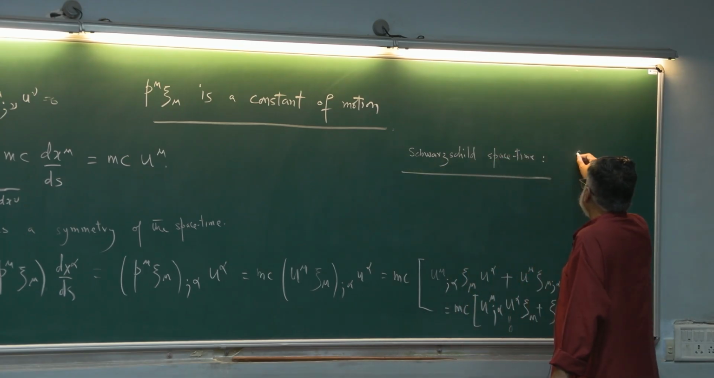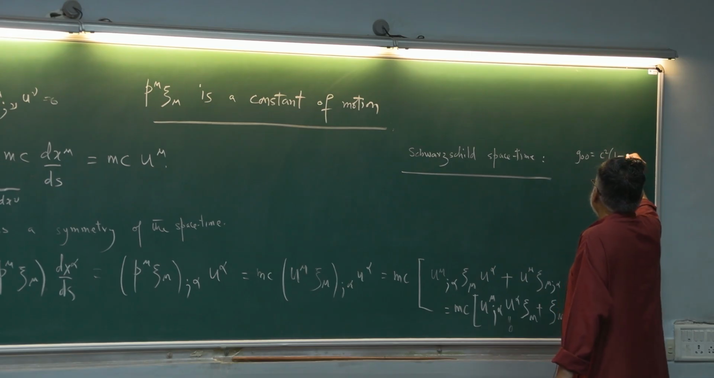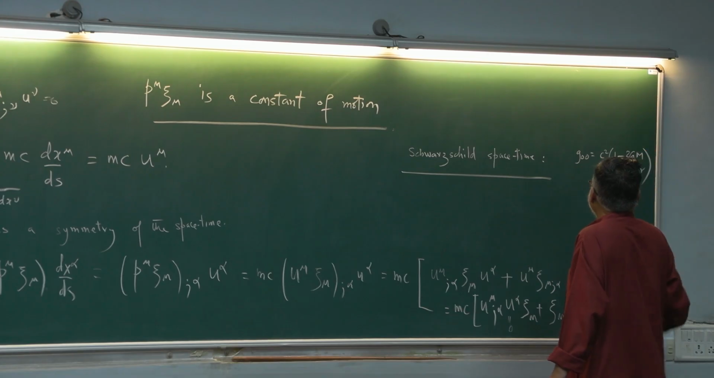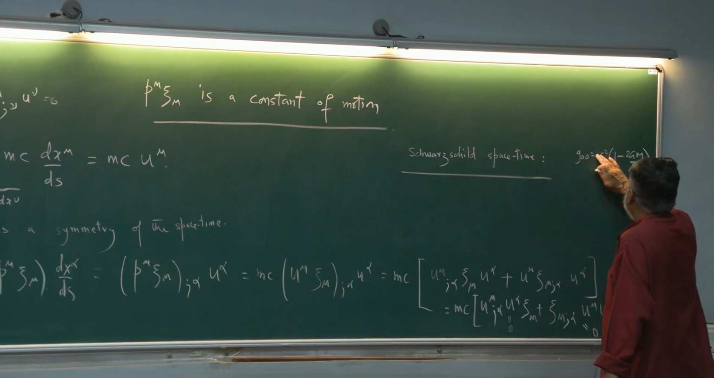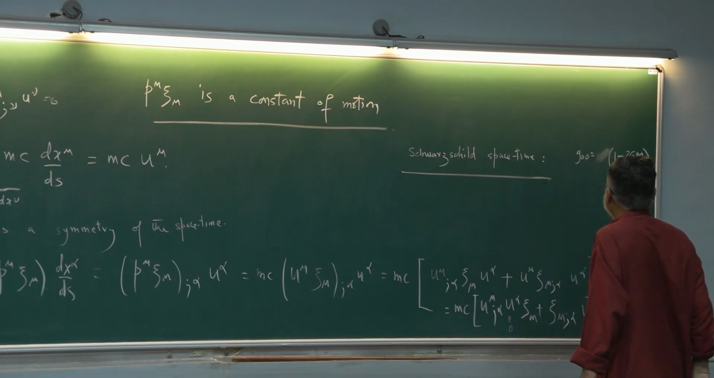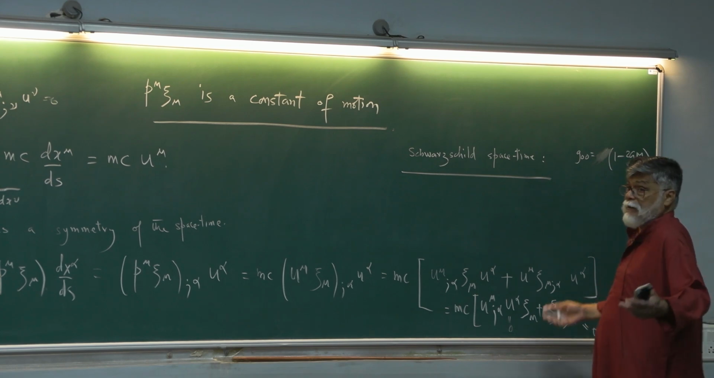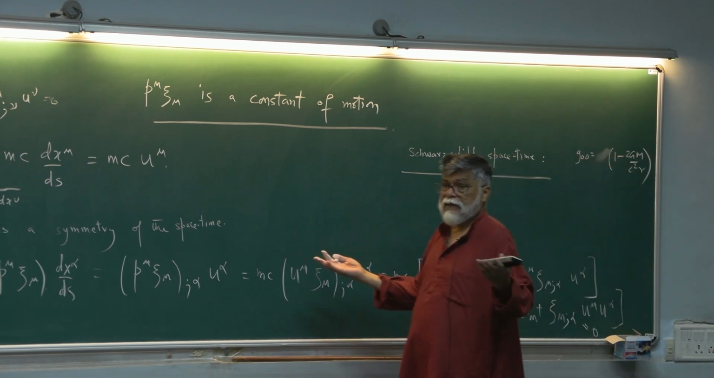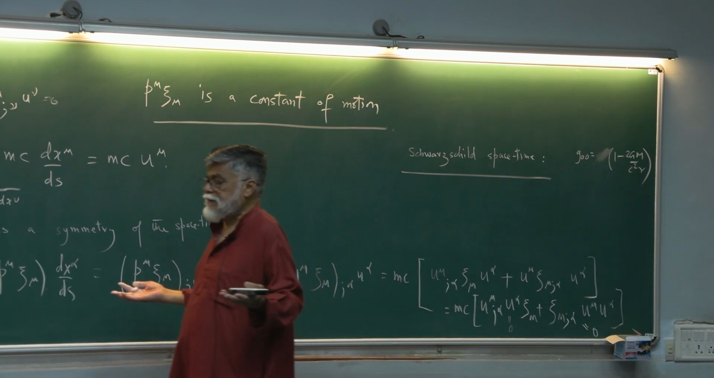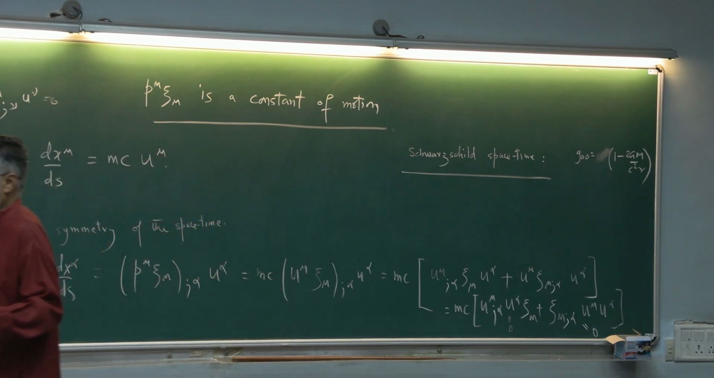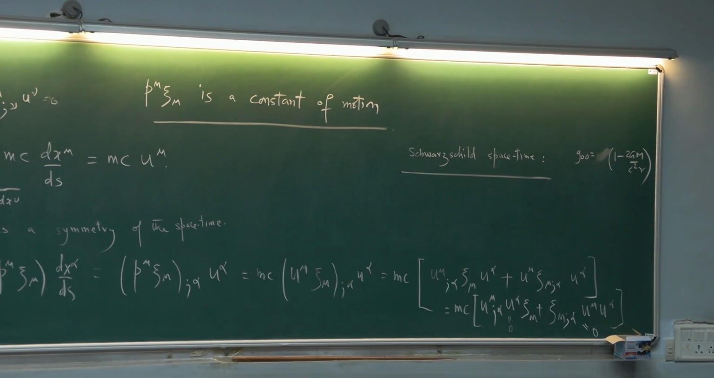Your G00 is 1 minus 2GM by c square r. No, not c square, just this. And it doesn't depend upon time. And none of the metric components depend upon time in the Schwarzschild space-time. So 1, 0, 0, 0 is a killing vector.